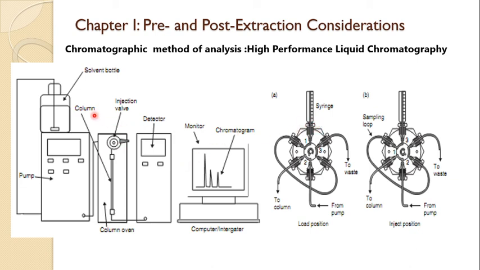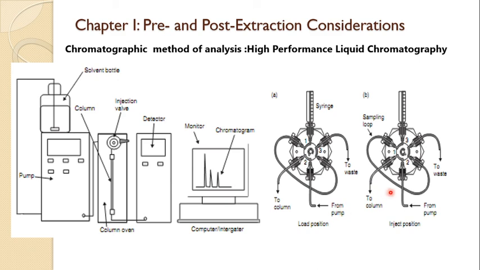This is the column, this is the pump. Here the solvent reservoir or solvent bottle is placed. From this, the solvent is passed through the column, and then it goes to the detector. This is the important part, the injection valve. This injection valve has two positions: this is the load position and this is the injection position.